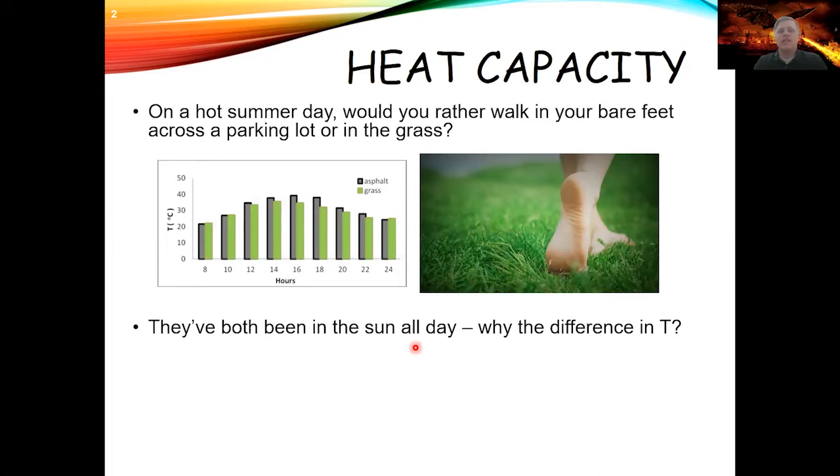Well, the answer is heat capacity. So heat capacity can be thought of as how much heat a material can hold before its temperature rises. And it turns out that every material has a different heat capacity. So the same amount of heat that will heat the metal on your car is a lot different than the heat that's required to heat up the grass on the field.